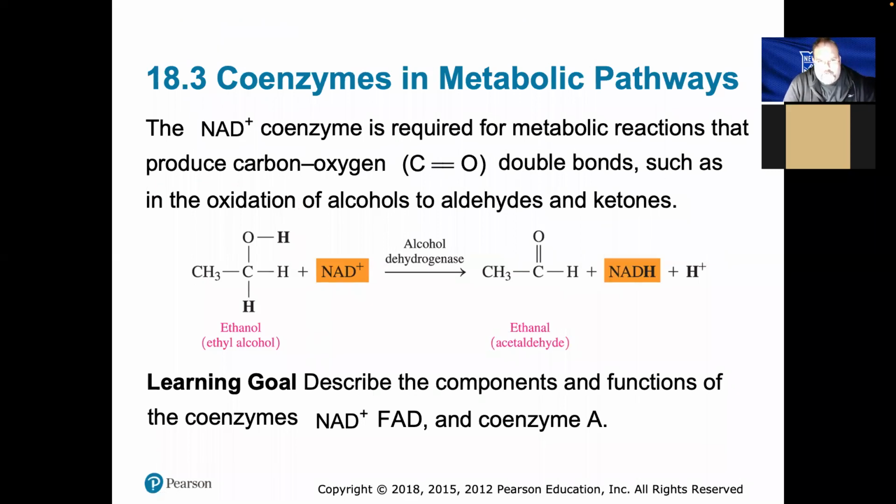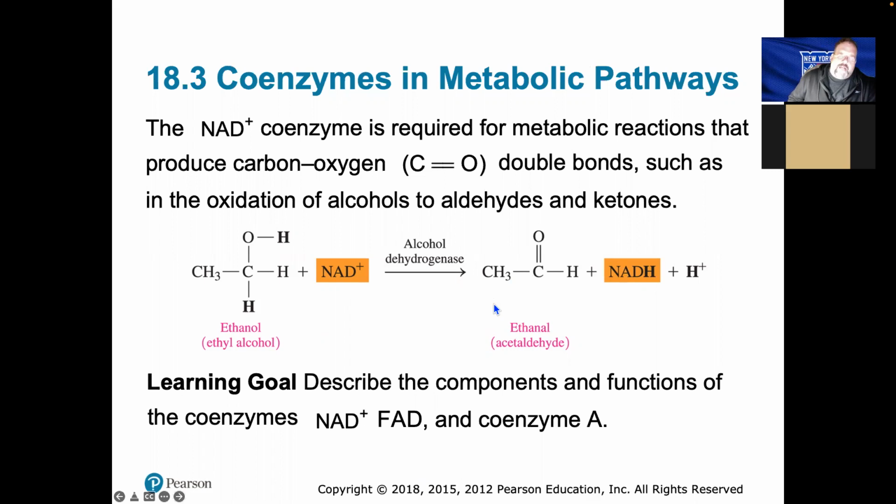Coenzymes and metabolic pathways. So the NAD plus coenzyme is required for metabolic reactions that produce carbon to oxygen double bonds, C double bond O carbonyl groups, such as in the oxidation of alcohols to aldehydes and ketones. So here's an example, ethanol, ethyl alcohol with NAD plus in the presence of alcohol dehydrogenase, the ethanol being oxidized to ethanal, and then the NAD plus essentially being reduced to NADH.